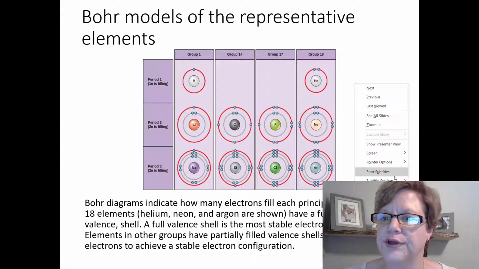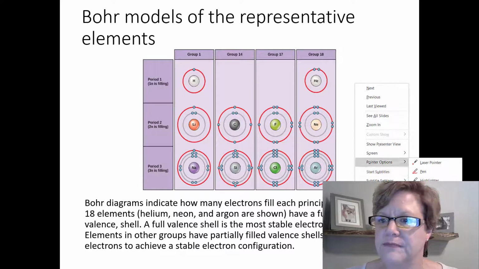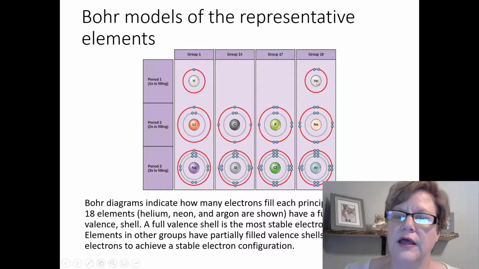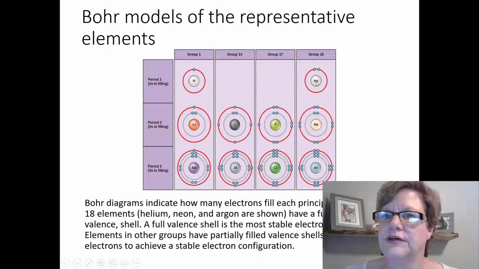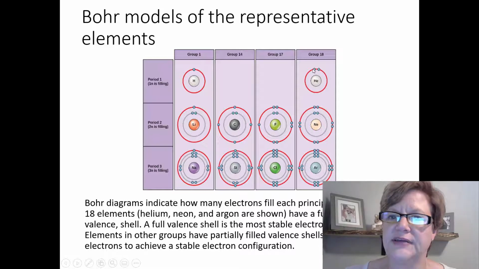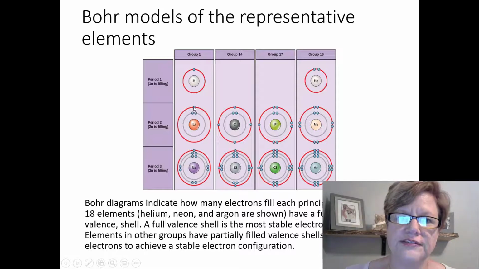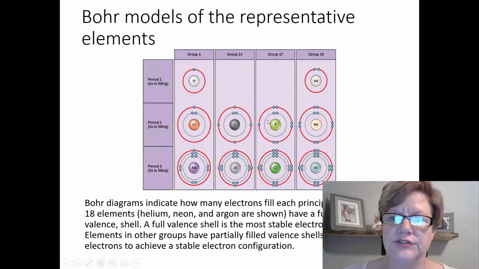Helium has 2 protons and therefore 2 electrons. So helium has a full first shell. The first level is full. So helium is stable. Lithium has 3 electrons, so 2 in the first shell, 1 in the second shell. And what you can see is, all the way across these examples anyway, neon has 10 electrons, 2 in the first shell, 8 in the second shell, so neon is stable.